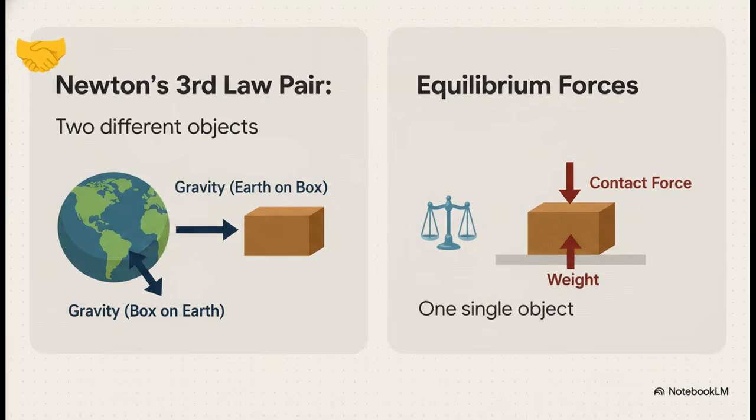Here's the secret to not falling for that. Newton's third law pairs are always about two different objects, and it's always the same type of force. So the partner to the earth pulling the box is the box pulling the earth. The upward force from the ground is just an equilibrium force acting on the same object. Big difference.